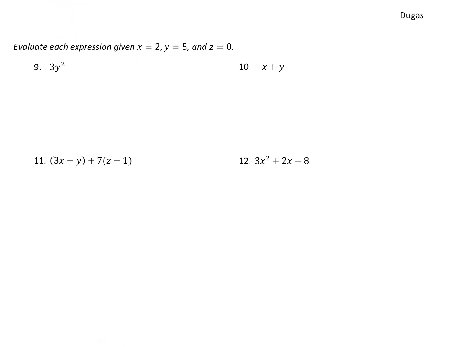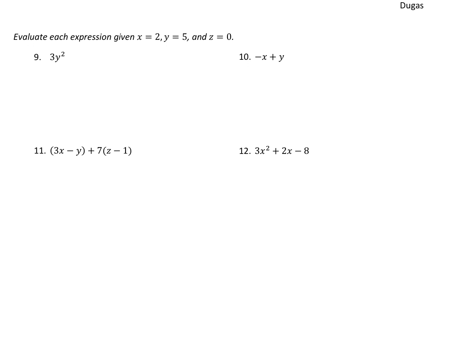All right, if you're still with me, you're doing great. The last section is evaluating expressions given the variables' values. So for number 9, we're asked to evaluate 3y squared given that y is 5. So all I'm going to do is plug in 5 where y is. So instead of y, I'm putting a 5. Notice I put parentheses around what I'm plugging in. That's just a good habit to have.